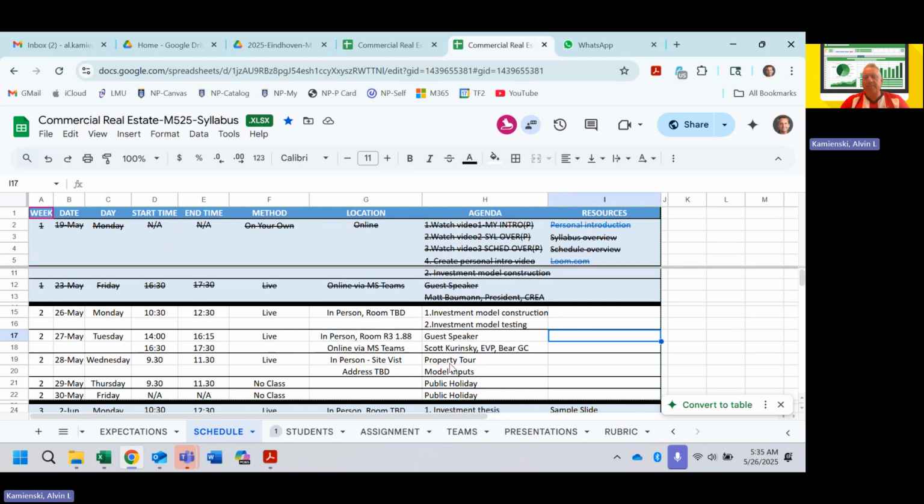We will finish up this investment modeling, and then we're going to have another guest speaker. This guest speaker's focus is going to be on, if you want to fully stabilize and lease a building, you're probably going to need to do some renovation and construction. Let's talk about how you build out spaces to make them attractive to the market. We'll see you all tomorrow.